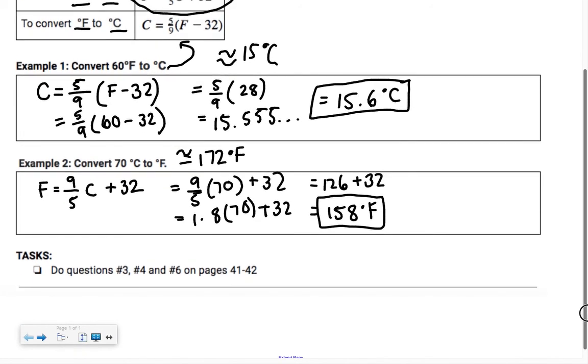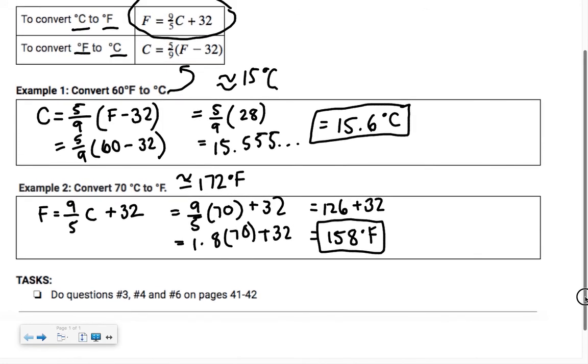So for homework, I guess in class today, I'd like you to work on numbers 3, 4, and 6, on pages 41 to 42 in your textbook.